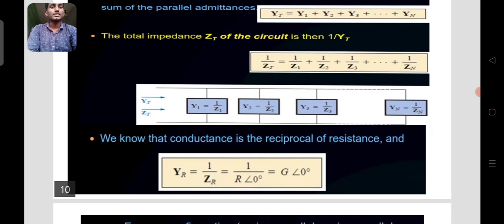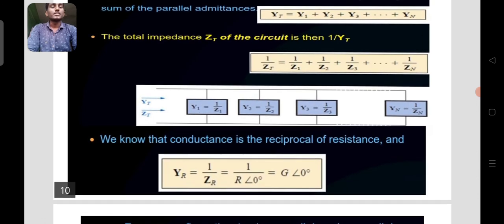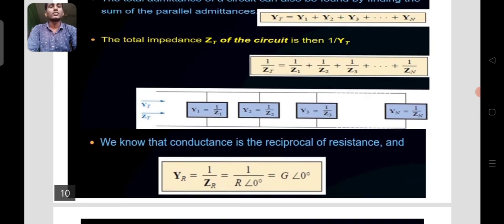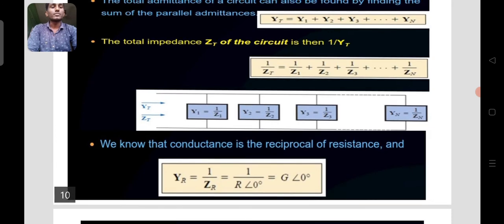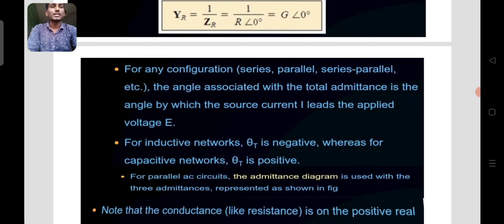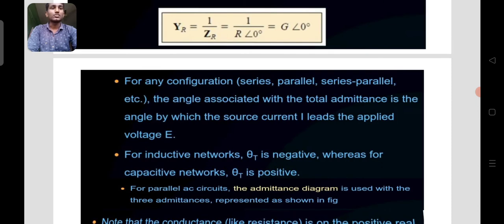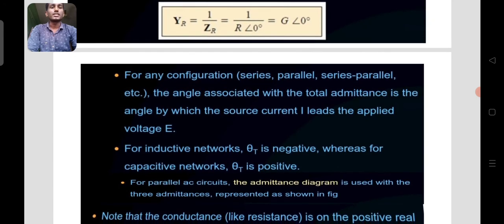admittance of resistance equal to 1 by ZR equal to 1 by R angle 0 degrees equal to, where 1 by R equal to conductance, denoted by G angle 0 degrees. So for any configuration like series, parallel, etc., the angle associated with the total admittance is the angle by which the source current leads the applied voltage E.